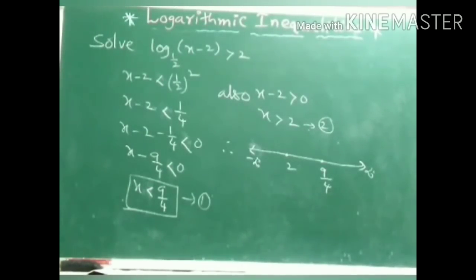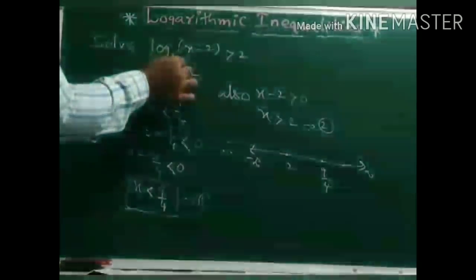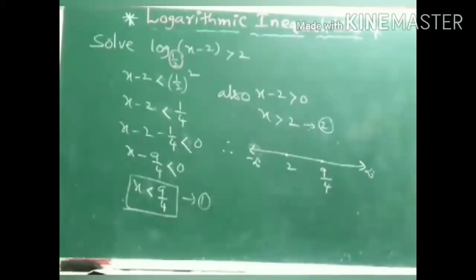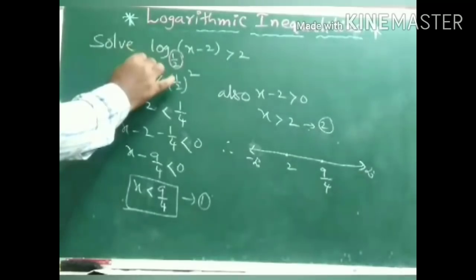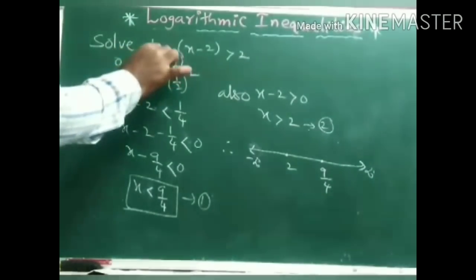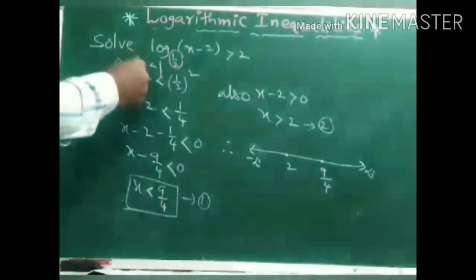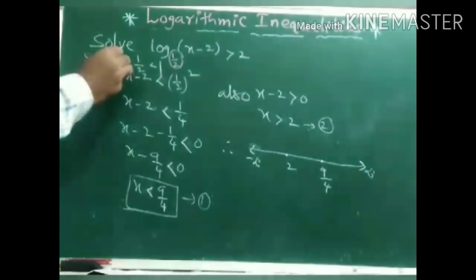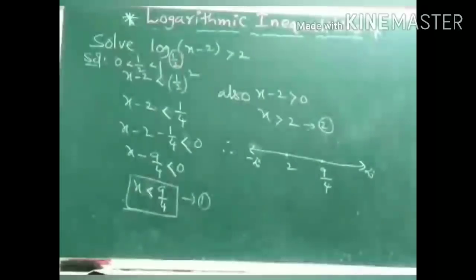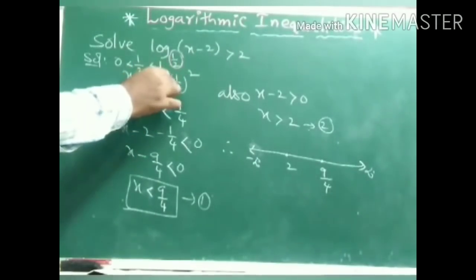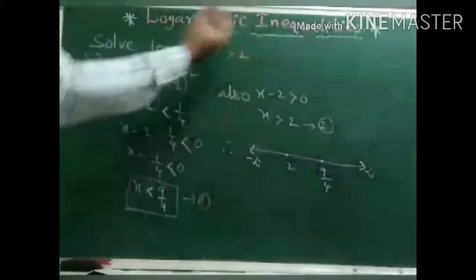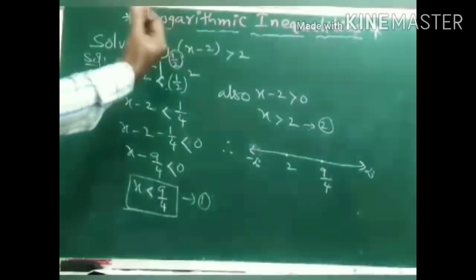Coming to the next question. Solve log of x minus 2 to the base 1 by 2 greater than 2. Now look at the base here, 1 by 2. So 1 by 2 lies between 0 to 1, isn't it? So since it lies between 0 to 1, the inequality gets reversed. I mean x minus 2 is less than the logarithmic base, if you send that side, the ordinary base, half whole square.